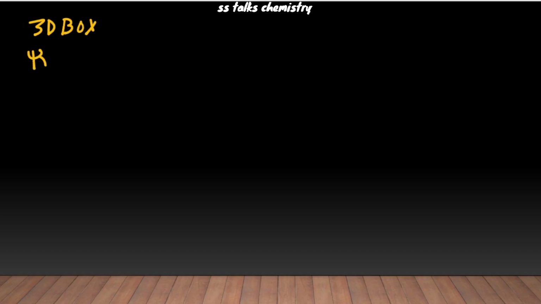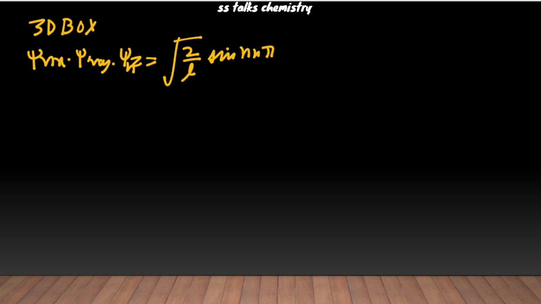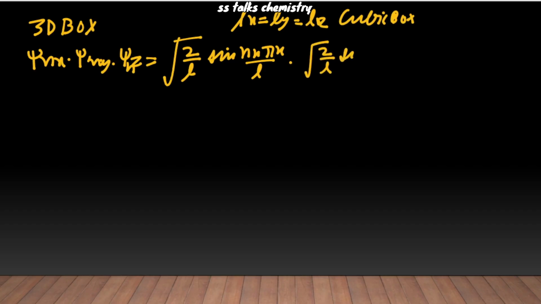3D box, the wave function along nx, ny and nz of it will become root of 2 by L into sine of nx pi x upon L of it. Lx, Ly and Lz we are considering to be the same, their length is the same because it is in the cubic box, right? Next it will be root of 2 by L into sine of ny pi y upon L of it into root of 2 by L into sine of nz pi z upon L of it. This is going to be there.